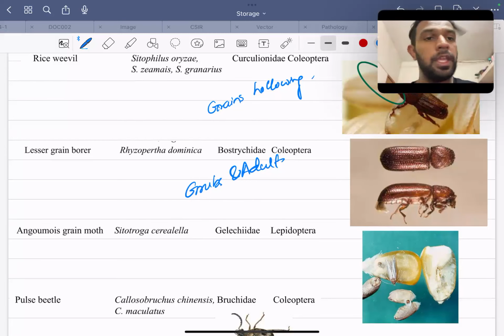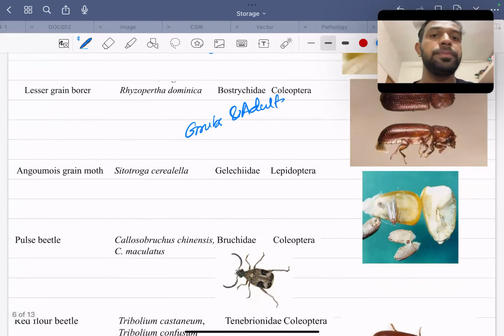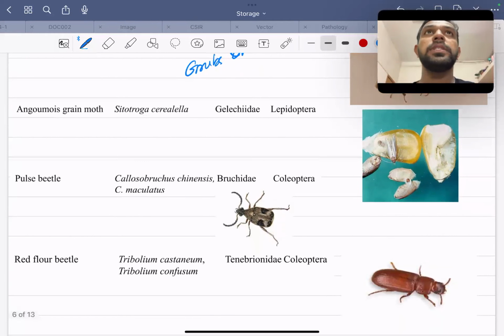Then comes the next pest, that is the Angoumois grain moth, Sitotroga cerealella. This pest belongs to the Lepidopteran group, and this is also an important internal feeder. Then comes the next pest, that is the pulse beetle, Callosobruchus chinensis, which belongs to the Bruchidae family of the Coleopteran order.